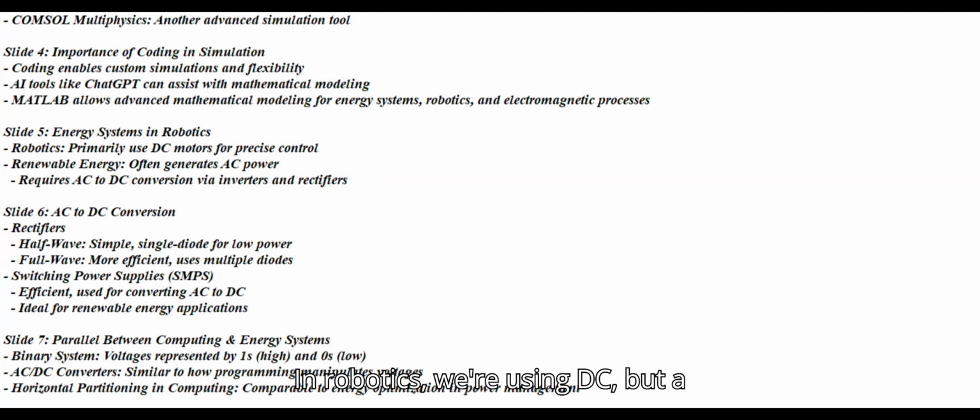In robotics, we're using DC, but a lot of the renewable energy systems we discuss produce AC. Therefore, we need to consider DC to AC conversions. Robotic systems currently use DC motors, which are easily controlled for precise movements. To integrate with renewable energy, we'll need an inverter or converter to change AC to DC.